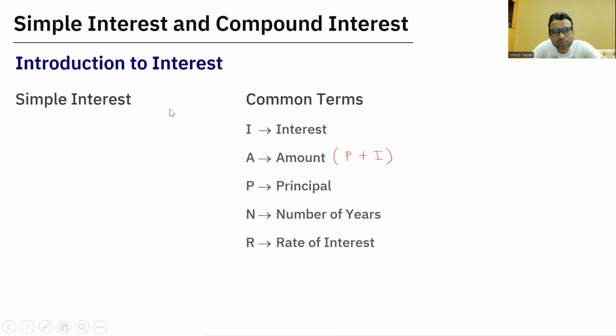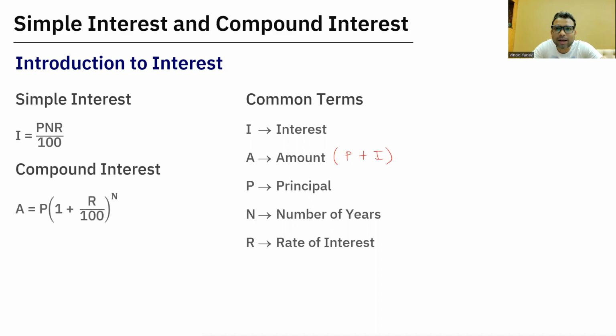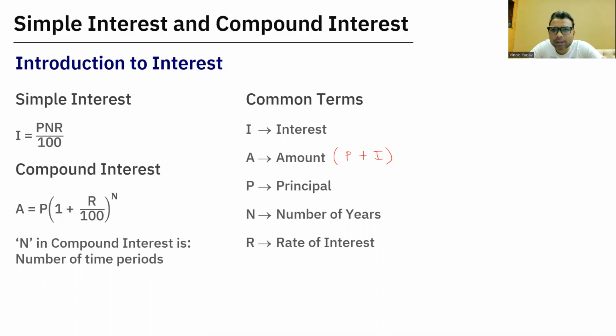Simple interest, the formula, if you see, is PNR by 100. In compound interest, we first find the amount. This is the formula, P into 1 plus R by 100 raised to N. And N is not just number of years the way it is in simple interest. It is number of time periods, simply because there are various ways in which compound interest is calculated. That is mainly annually, that is after every 12 months, or half yearly after every 6 months, or quarterly after every 3 months, like that. So note these common terms.